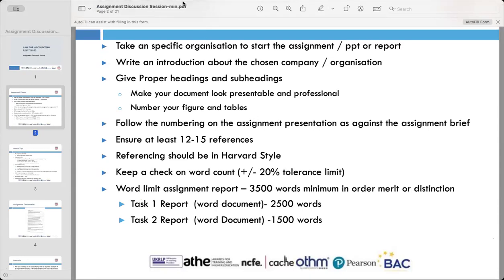I just want to ask, everyone knows about the Harvard reference system? Yes, I'm a bit rusty on the Harvard reference style. Okay.